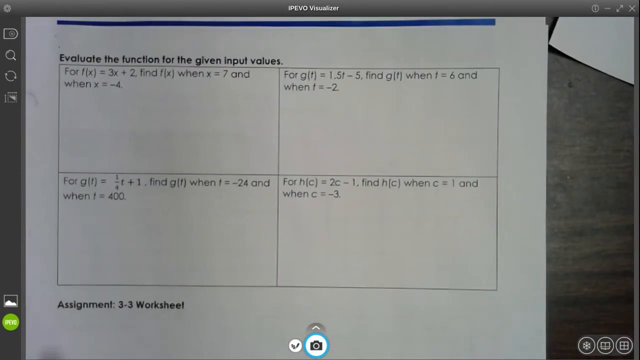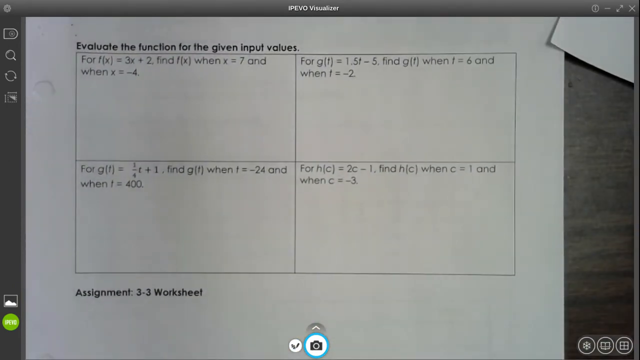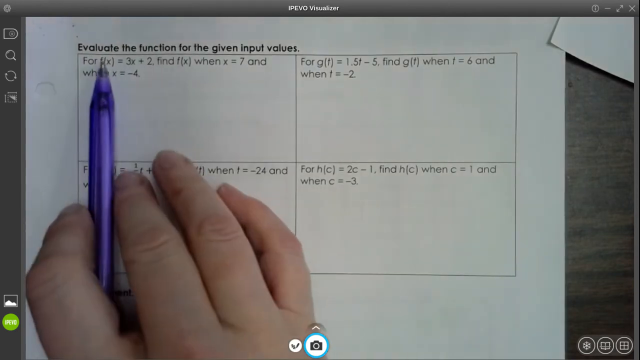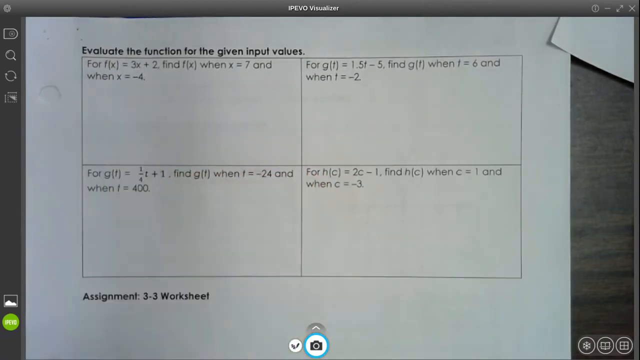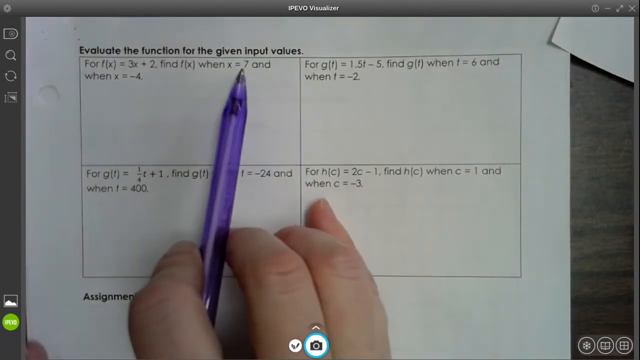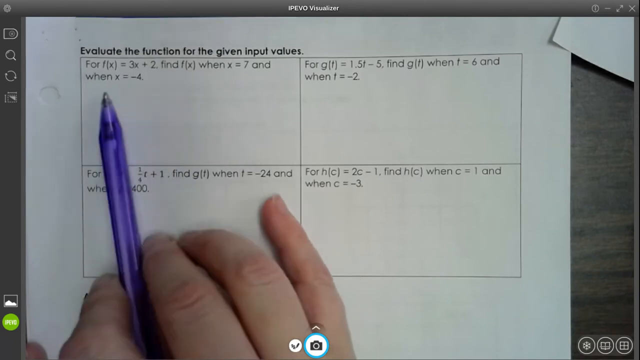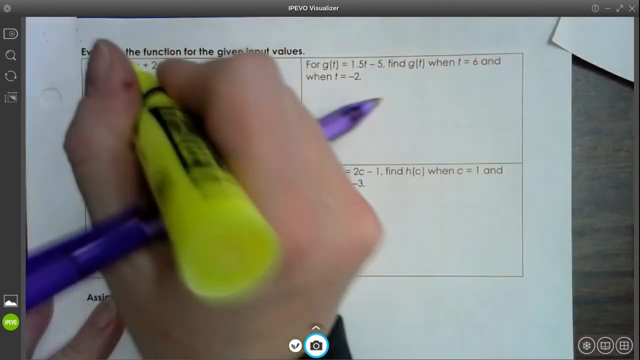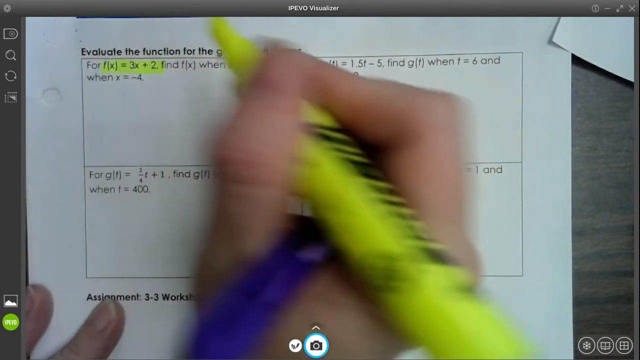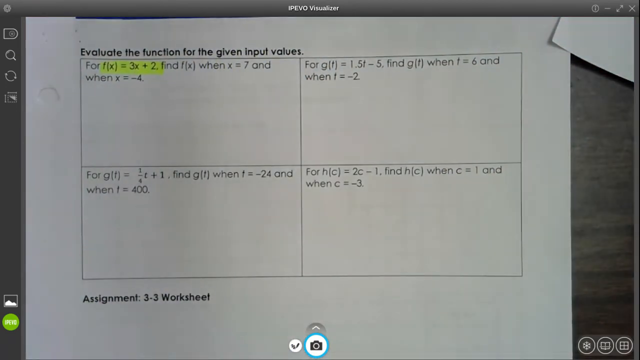Okay. One more type of problem here. Evaluate the function for the given input values. This part's actually really pretty easy. So it says for f of x equals 3x plus 2, find f of x when x equals 7 and when x equals negative 4. This is just a complicated way of saying plug 7 into this and then plug negative 4 into it and see what you get out of it. Okay, so here we have our function. We're going to use that for both.